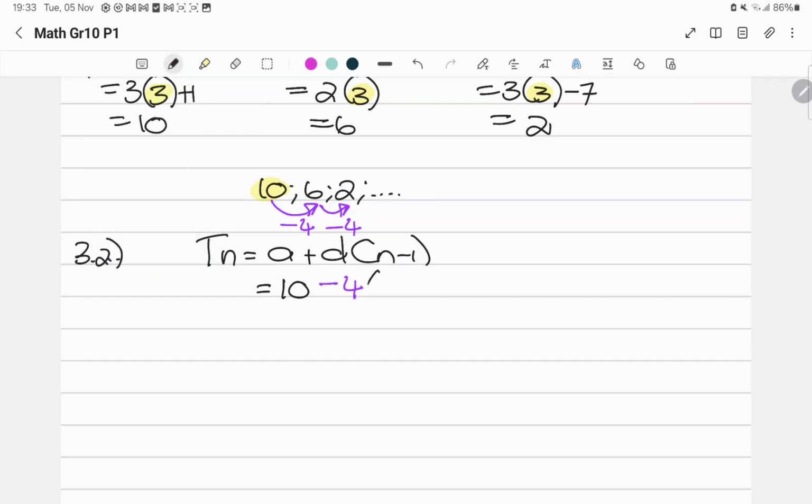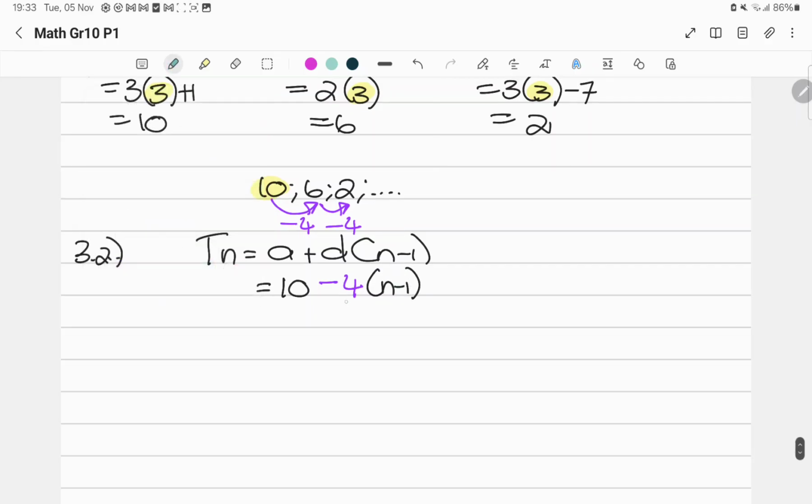Okay, when you make your bracket, n minus 1, remember this negative 4 has to multiply with that n and with that negative 1. So if I multiply this in, it's going to give me 10 minus 4n, and minus 4 times minus 1 will become plus 4. And then 10 and 4 are both like terms, so it's going to be minus 4n plus 14.